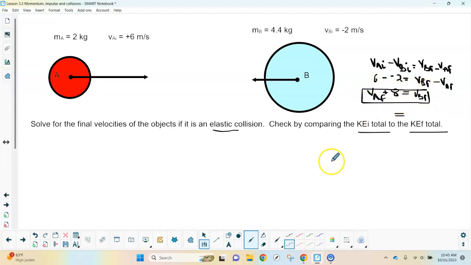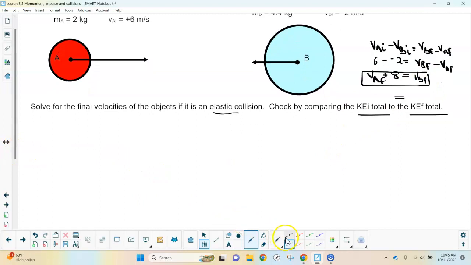And then we're also going to use our conservation of momentum one. So in conservation of momentum, if I go through that.